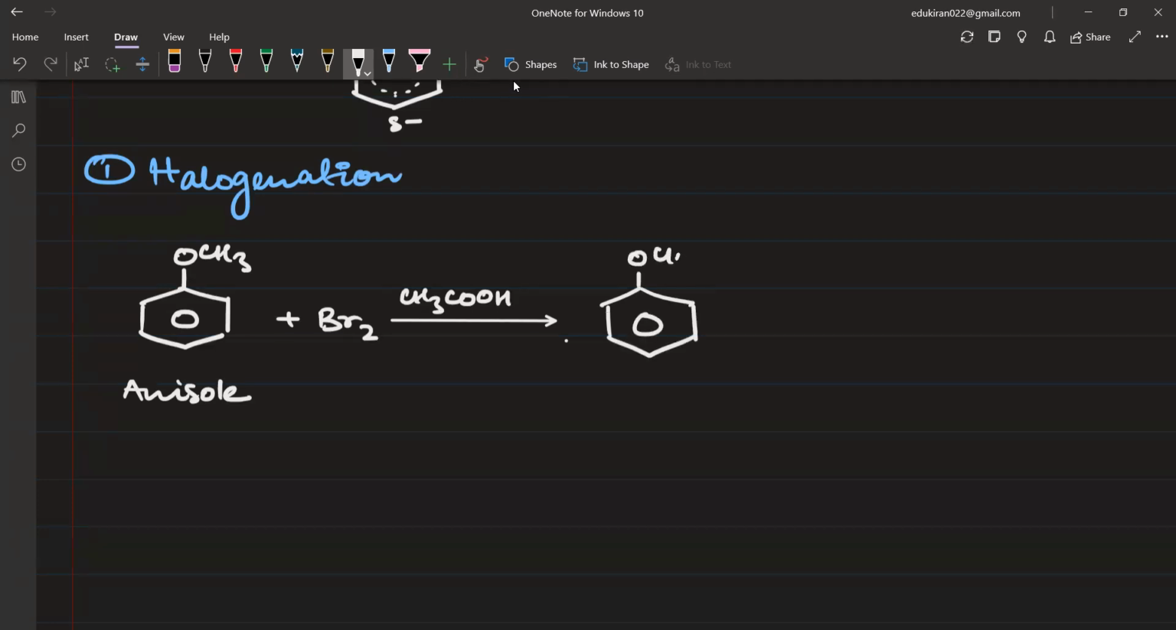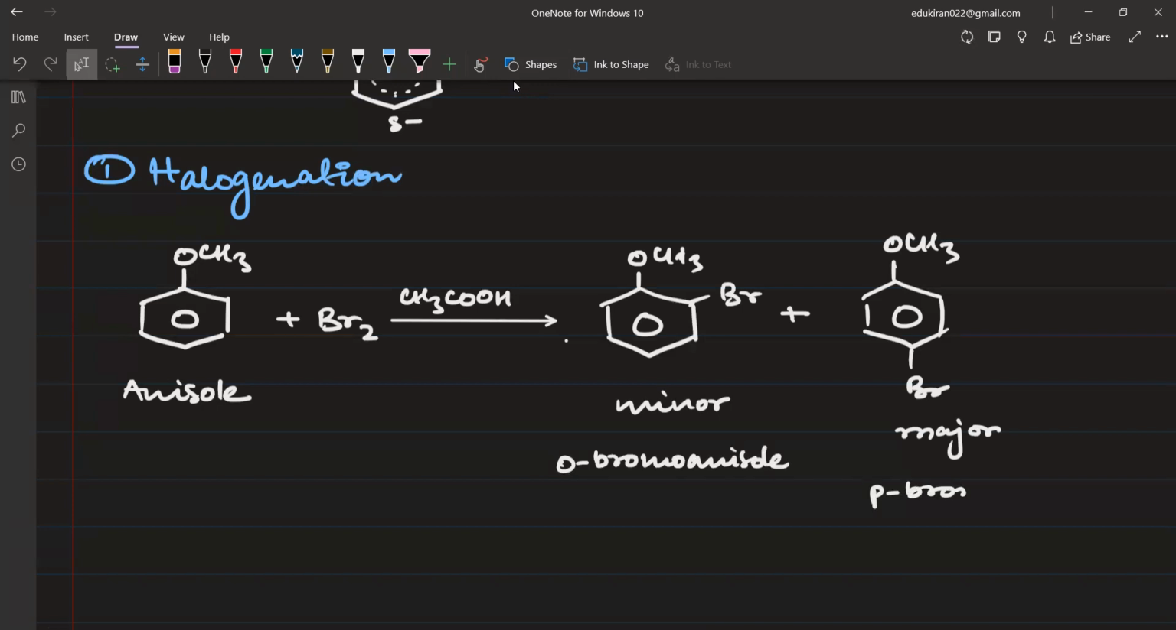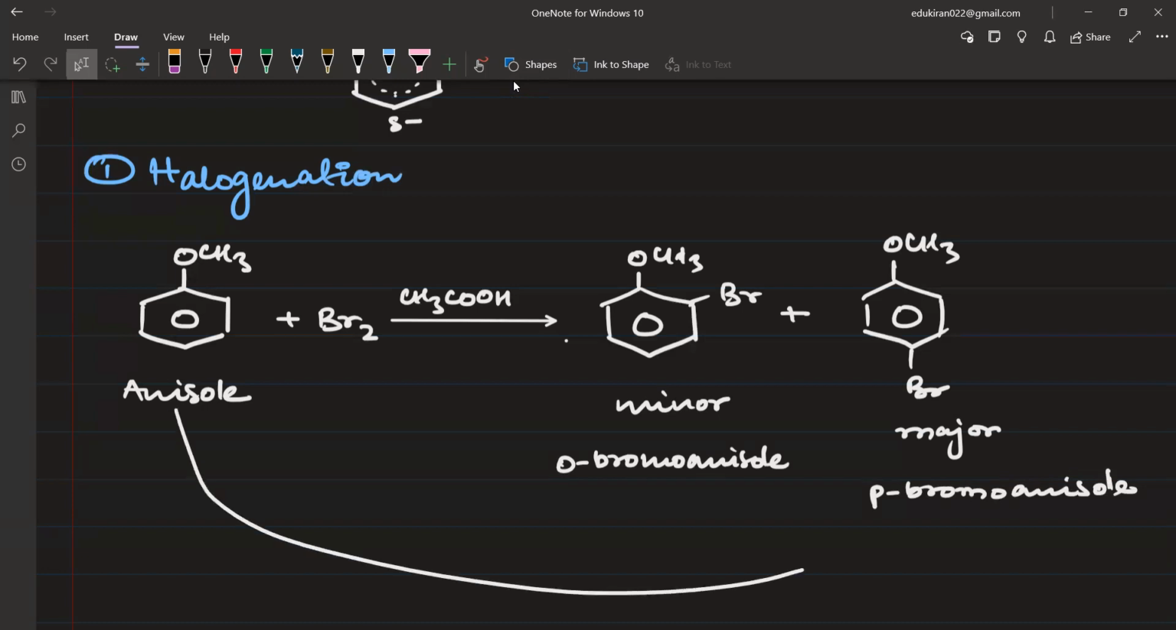So we'll get two products, OCH3 in the ortho, plus OCH3 in the para. This is major and this is minor. This is anisole. This is o-bromoanisole, and this is p-bromoanisole. So the easy conversion that CBSE asked was, how will you convert anisole to p-bromoanisole?